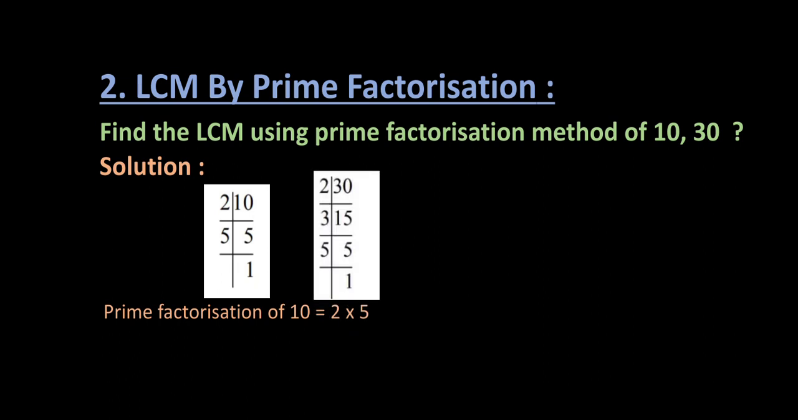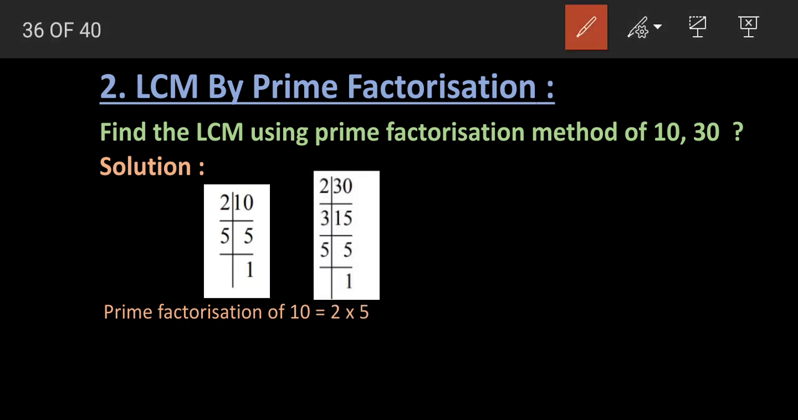Second number is 30. So for the prime factorization of this one, we have to divide this number by 2. If we divide 30 by 2, we are getting 15. In the second step, we have to select a prime number which divides this number. So I am taking 3 here. If we divide 15 by 3, we are getting 5.